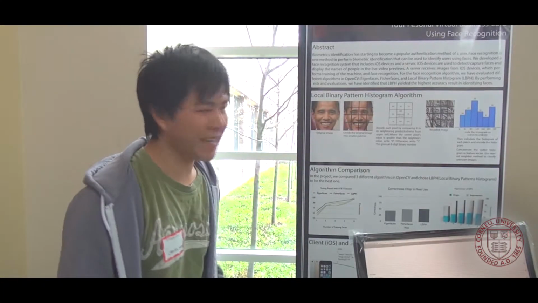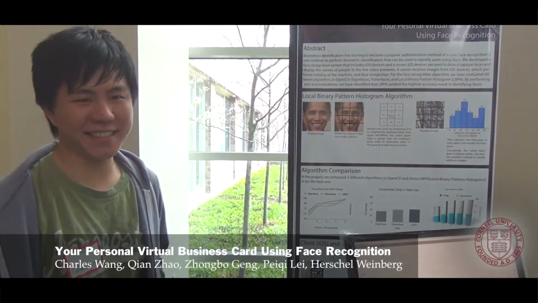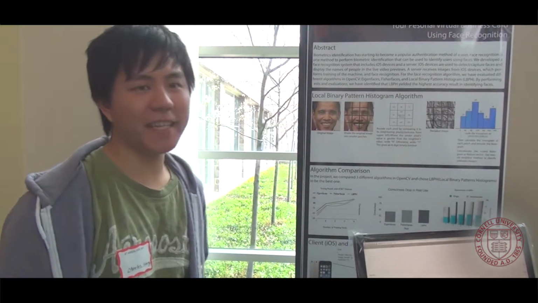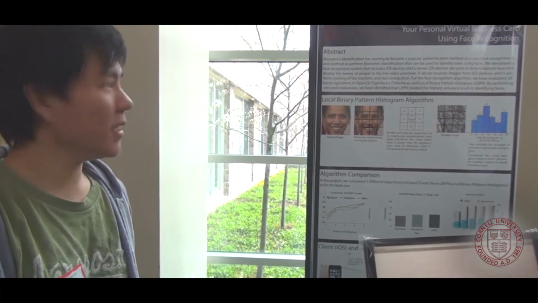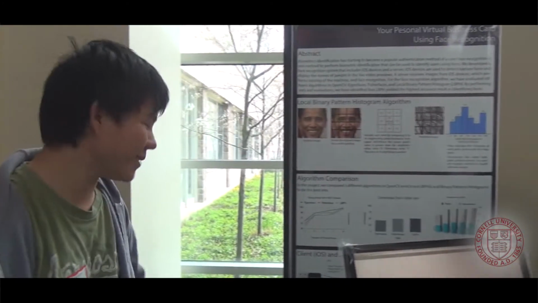Our project is face recognition, so it's your personal visual business card using face recognition. We're using a face recognition algorithm called LBPH, which is a local binary pattern histogram algorithm. And we're using OpenCV's face recognizer class. So Node.js acts as a face recognition server. We chose Node.js because it scales really well, and we're having 10 servers running at the same time, 10 servers in one computer.